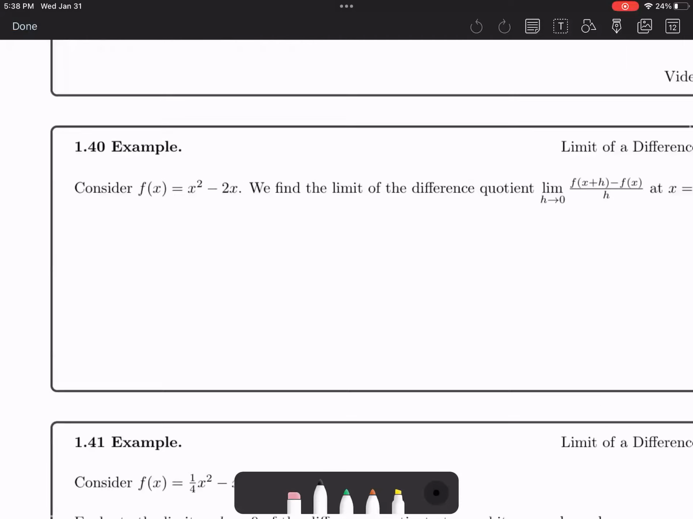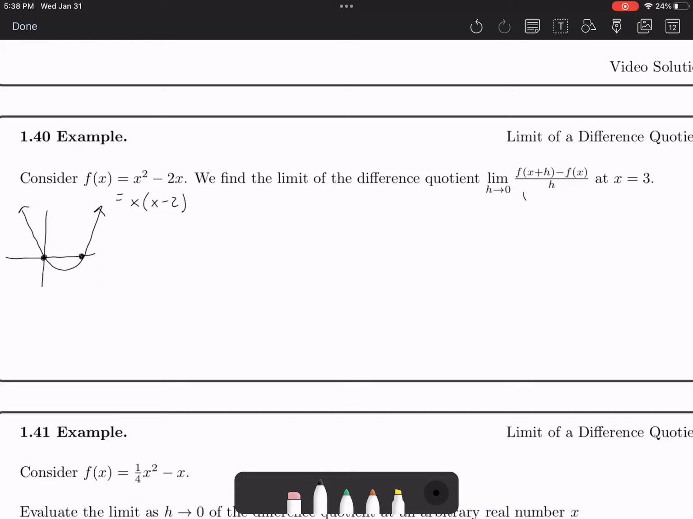Let's go ahead and give ourselves a nice little sketch. I can factor out an x, so I know that this is a concave up parabola with zeros at 0 and at 2. All right, so something like that. And we want to find the limit of the difference quotient. So this is the difference quotient.